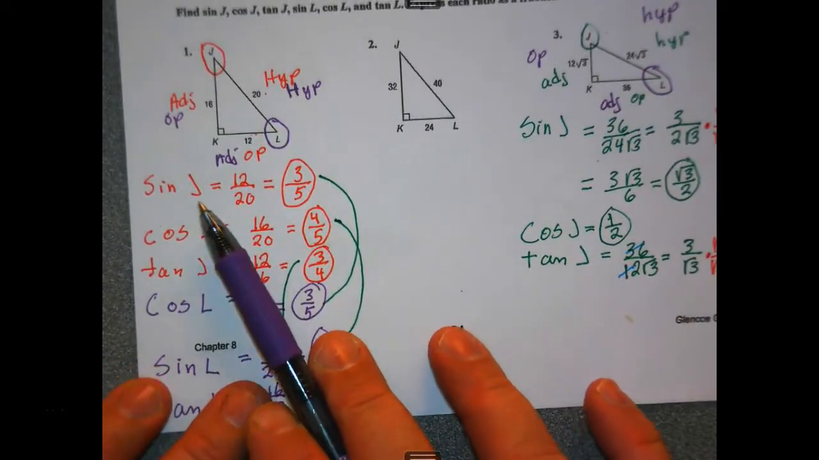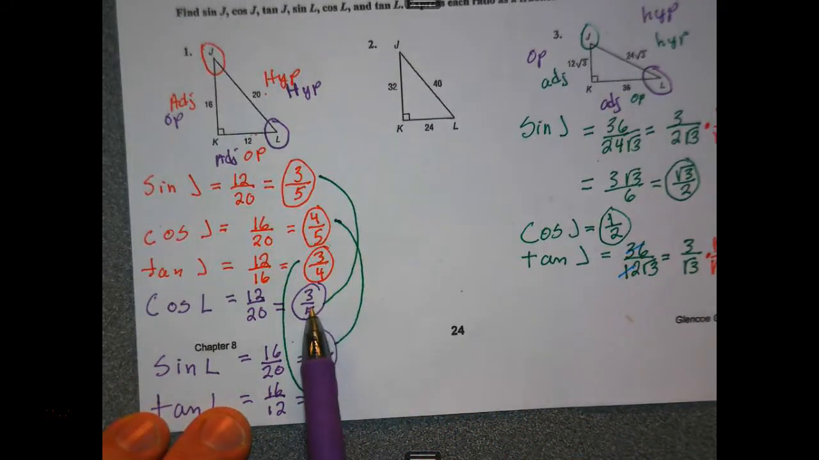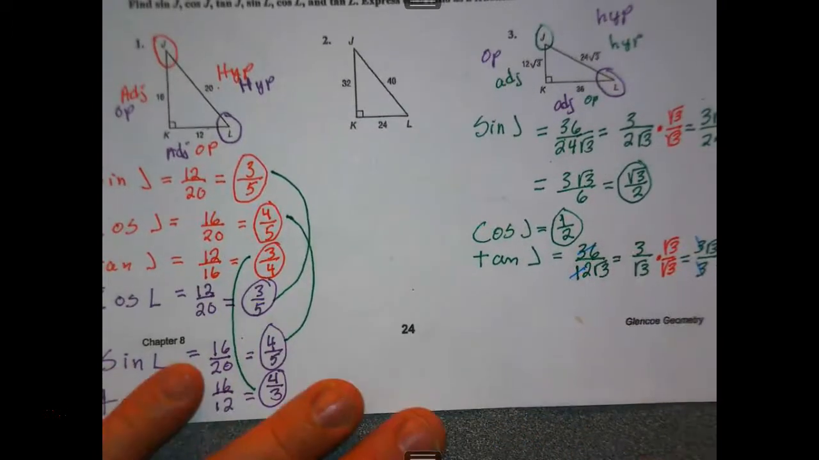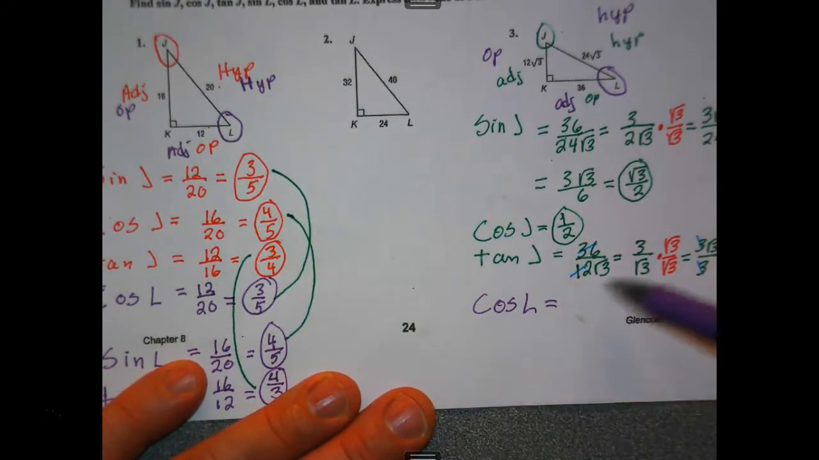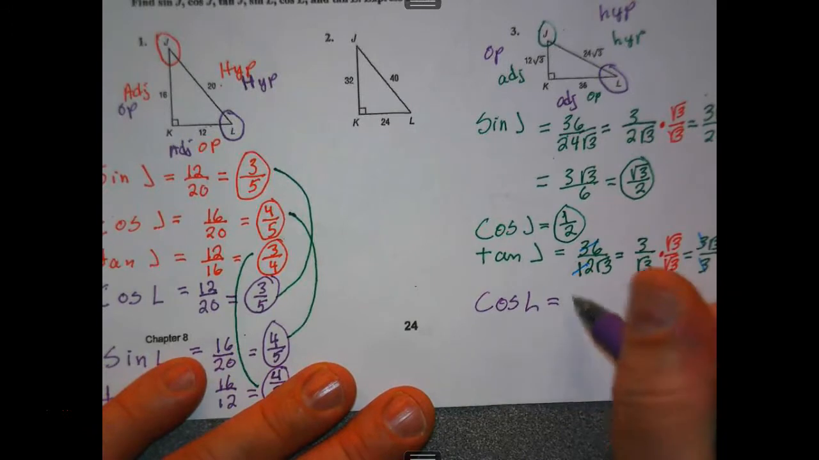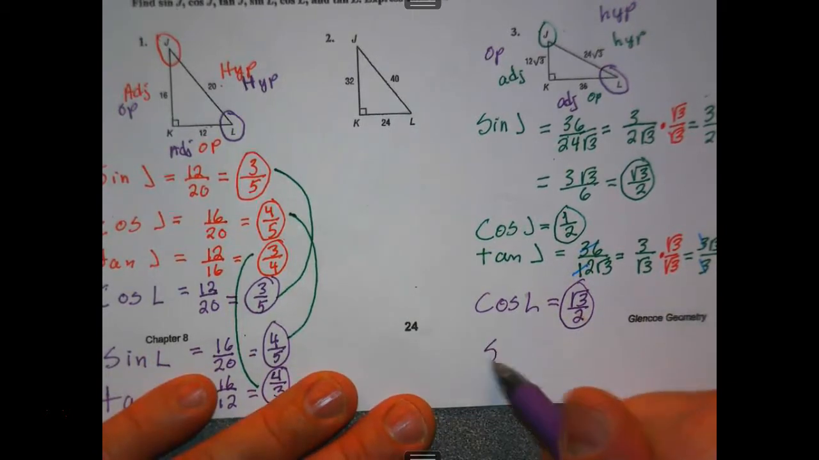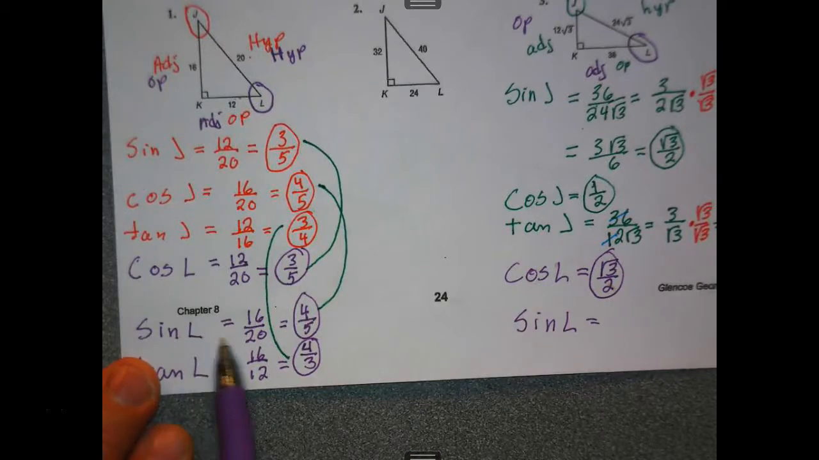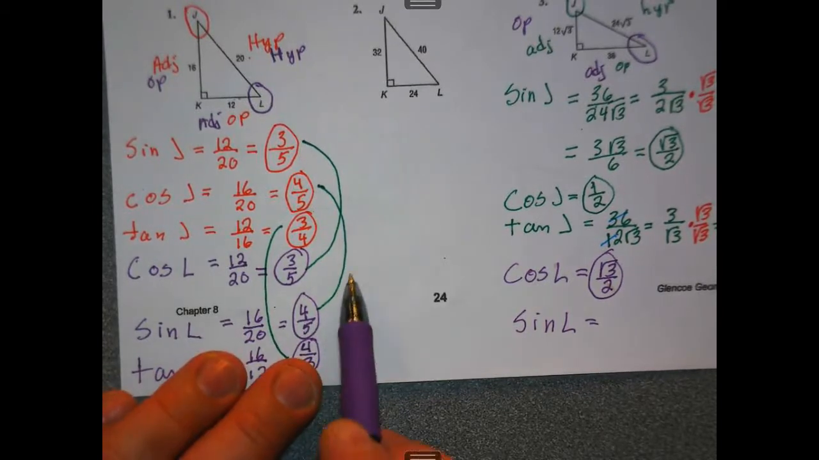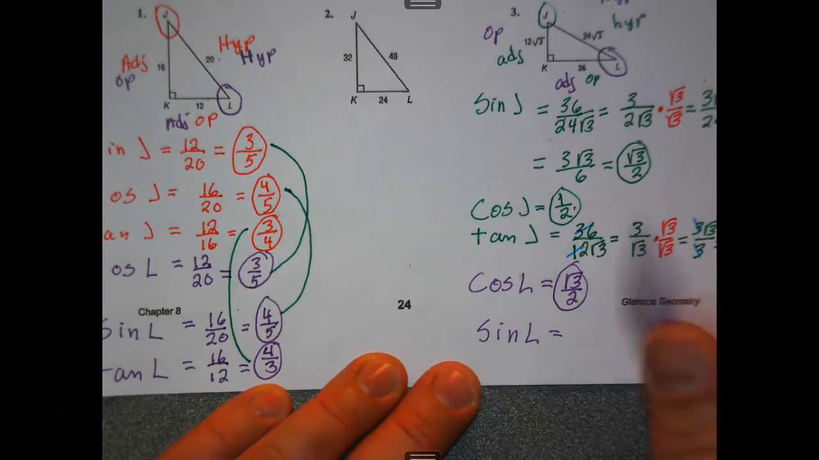The sine of J was the same as the cosine of L. So the cosine of L is the same as the sine of J, which is radical 3 over 2. The sine of L was the same as the cosine of J. The cosine of J was 1/2.